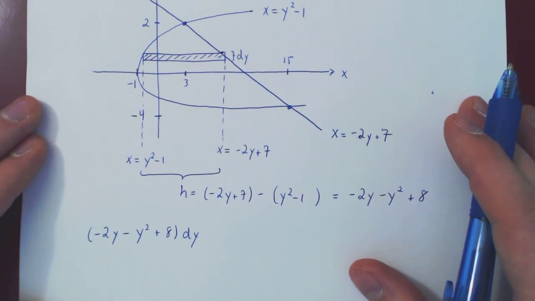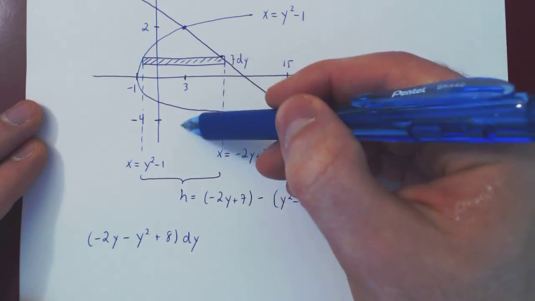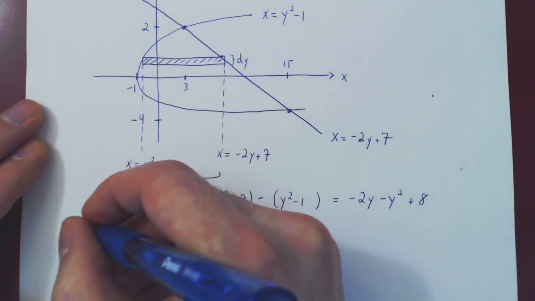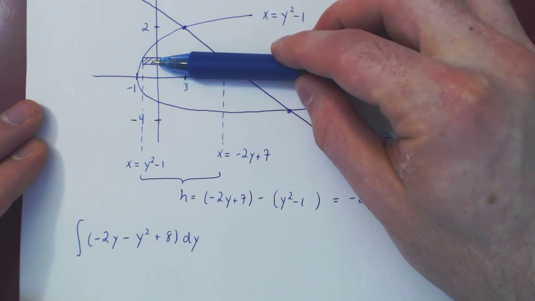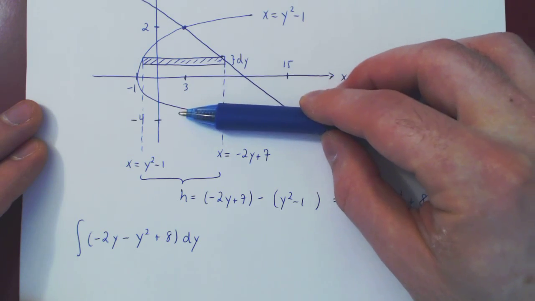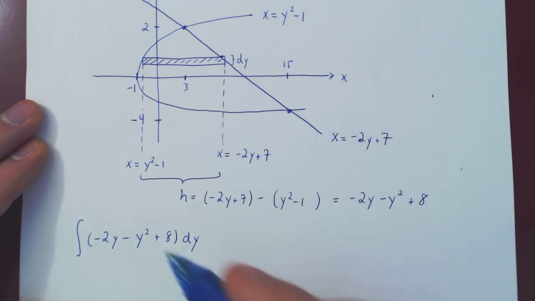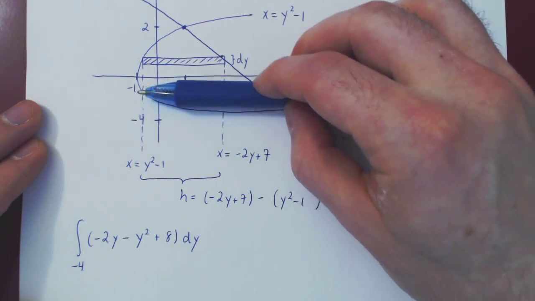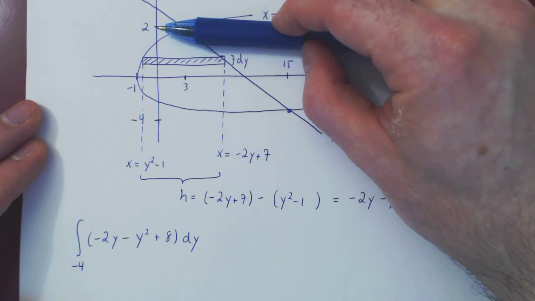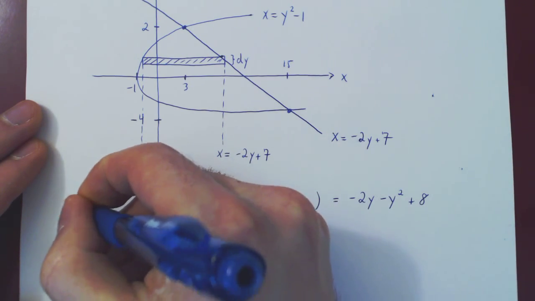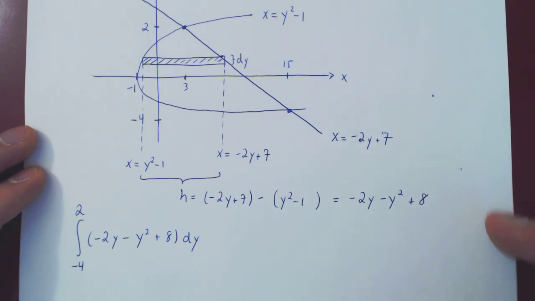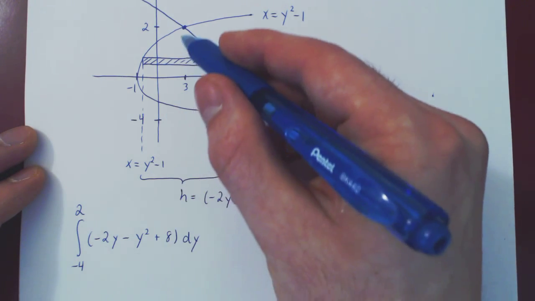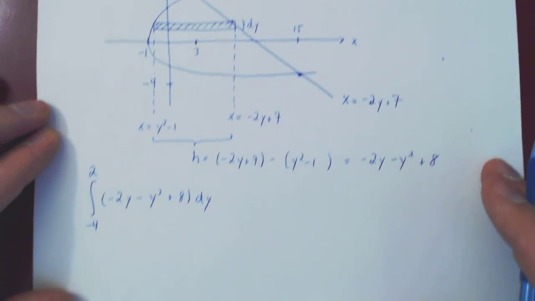To get, again, the total area of our region, we must add the area of all the rectangles. We must sum them. Sum from where? Well, we are summing along the y-axis, and our rectangles begin at y equals negative 4, and they go all the way up to y equals 2. And now we're good to go. If we evaluate our integral, we'll get the area of this region.